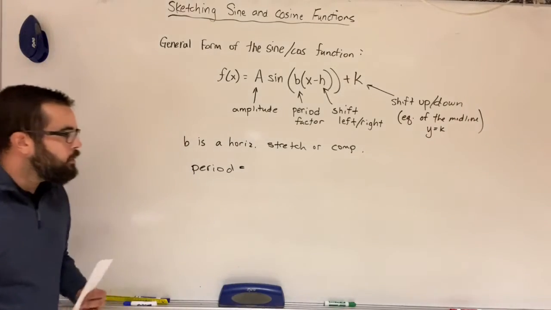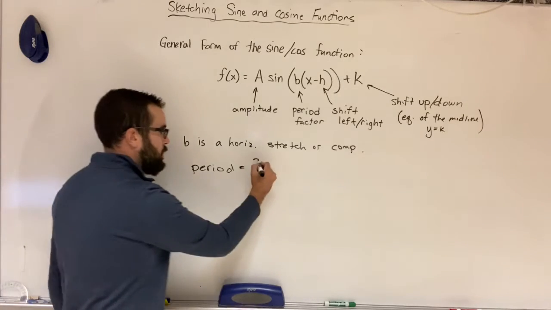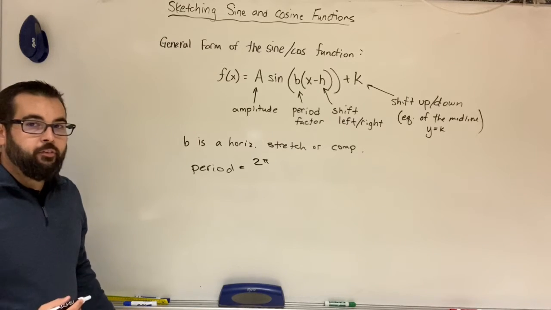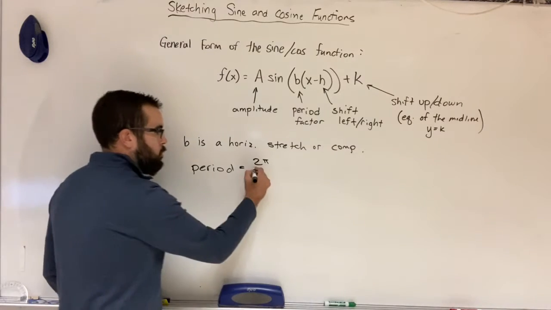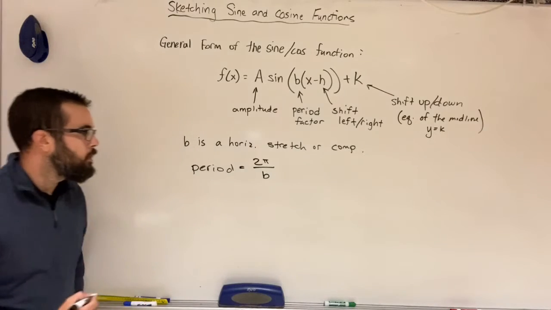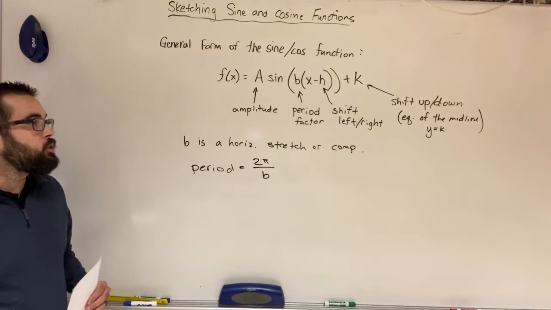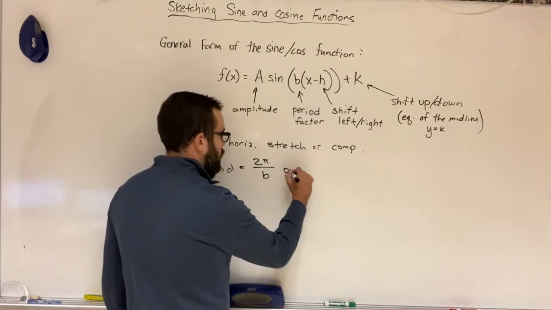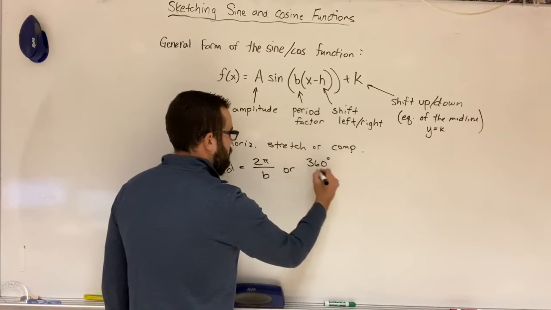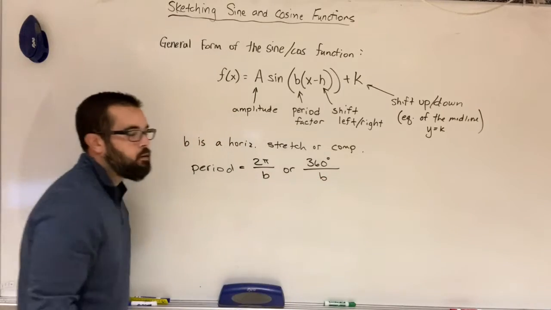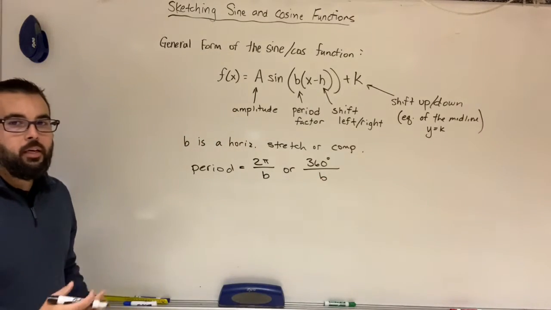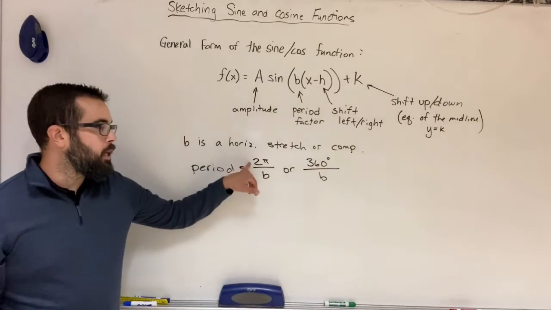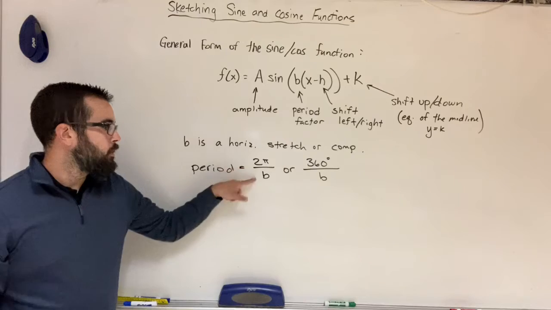So the period, if we're talking in radians, is normally 2 pi for the parent function. Well, if we take that and divide by B, that'll give us our new period of our transformed function. Or, if you're in degrees, it could be 360 divided by B. Or whatever units you may be in, to find the period, all you do is take 2 pi, or your original period length, and divide it by B.